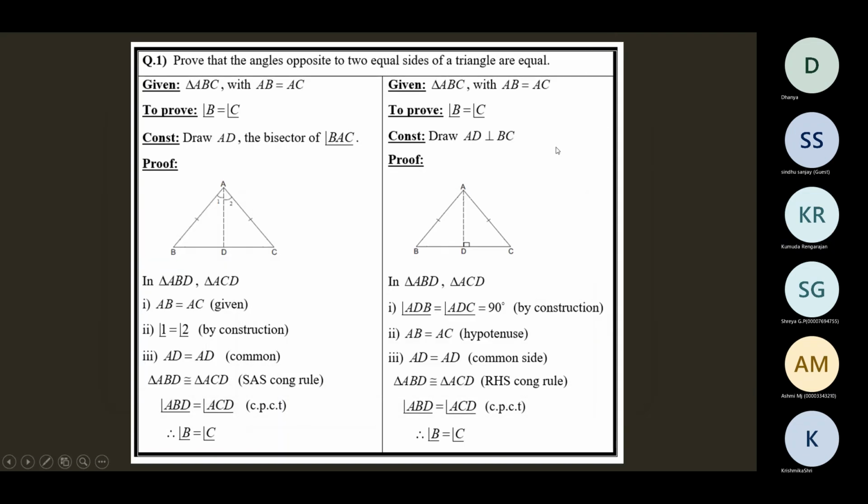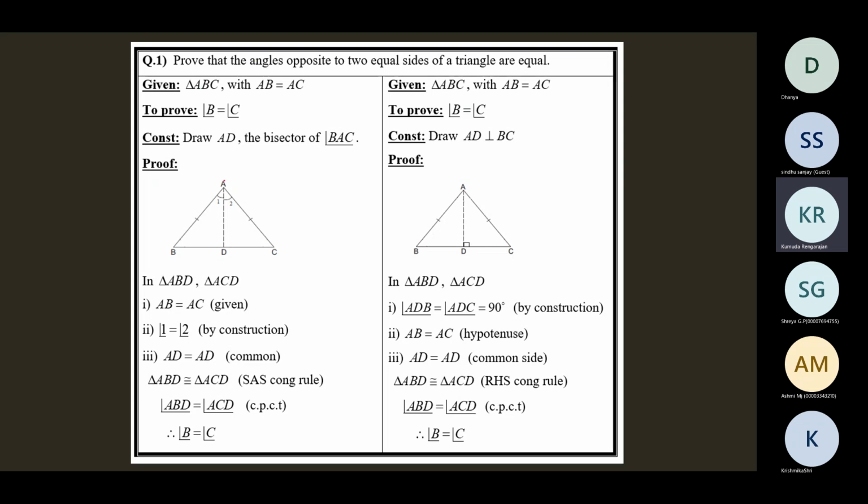All right. So see the first one. Prove that the angles opposite to two equal sides of a triangle are equal. We have been using this theorem in many places. So this is the proof. So we are given the statement, and we have to prove the statement.